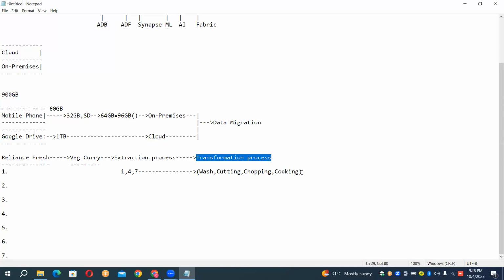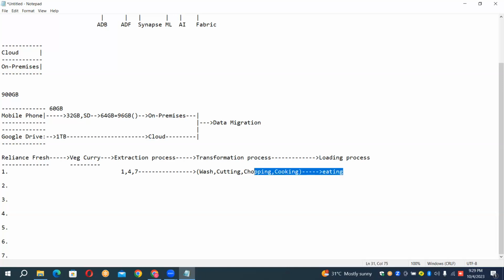And what is the structure you have? Raw vegetables are the structure, and you're cutting them, washing them, chopping them, and cooking them. For what? For ultimately the eating process. So now, finally, after extraction is done and transformation is done, then you have the loading process. Loading means that ultimately, you put the data into the target. What is your target? Here you can say loading is nothing but eating. That's it, guys.